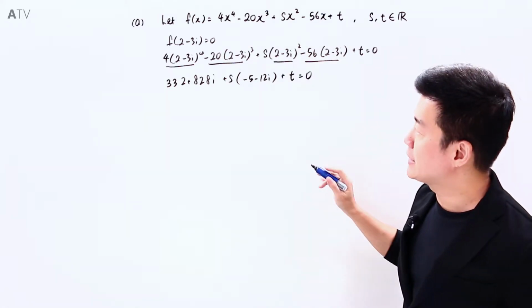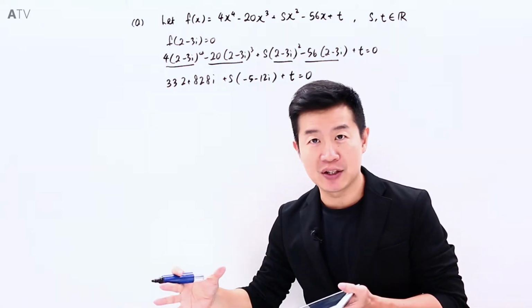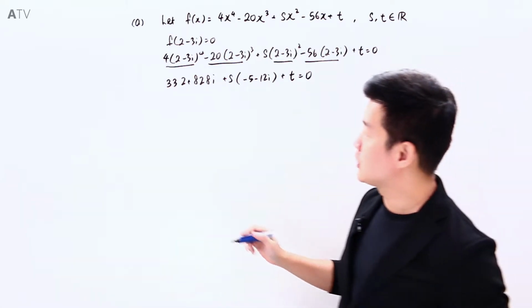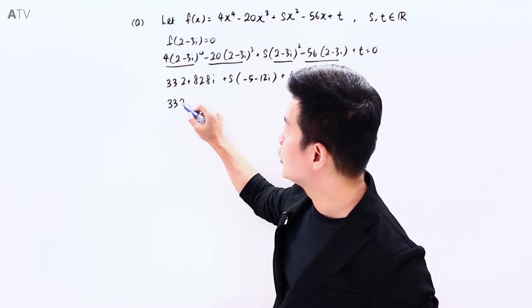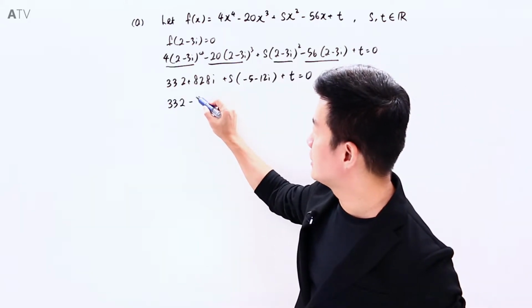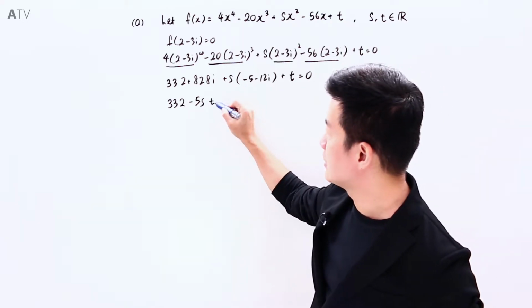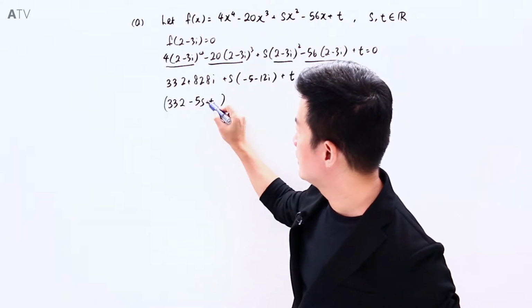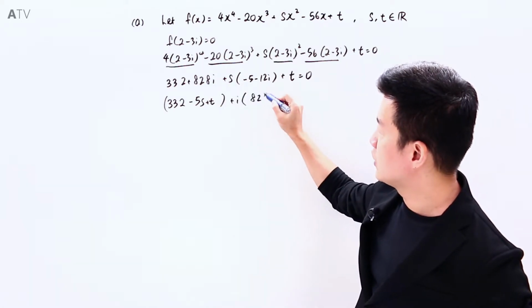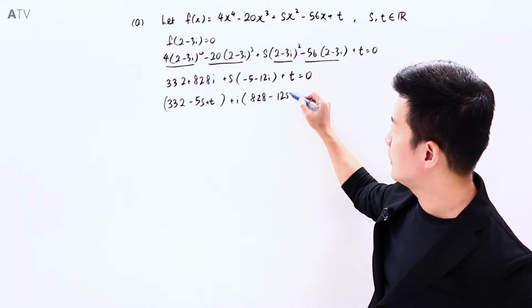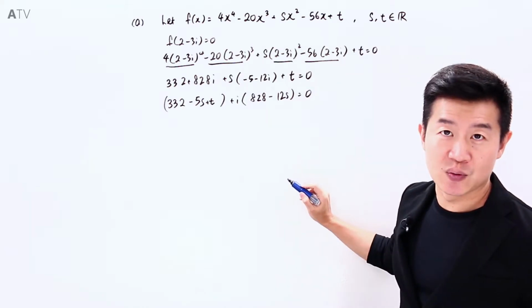And what we should do next is to try to regroup all the real parts together and all the imaginary portions together. So for the real portions, we have 332 and we have minus 5s and we have a t. So plus t. And as for the imaginary portion, we have 828, we have minus 12s. This is equal to 0.